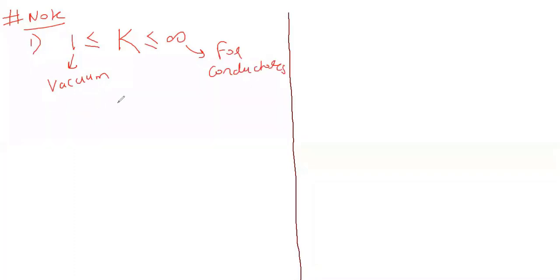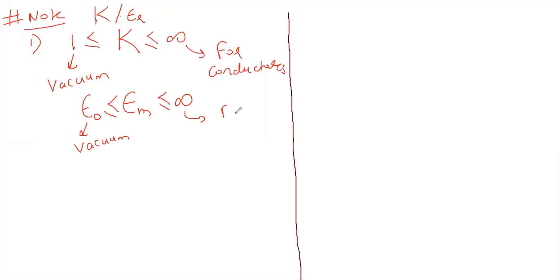Similarly, the value of electrical permittivity of the medium. Once again I'll remind you, capital K and epsilon r are one and the same thing. So the electrical permittivity of the medium will range from epsilon naught to infinity, and this epsilon naught is the case for vacuum, and infinity will again be for conductors.